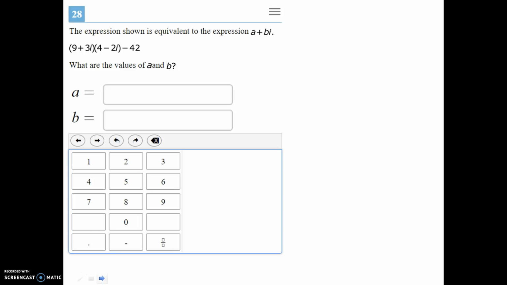So I need to change my complicated expression and turn it into an a plus bi format. I notice there are two binomials, and I'm going to try not to be messy when I'm writing here on a computer screen. 9 plus 3i times 4 minus 2i.